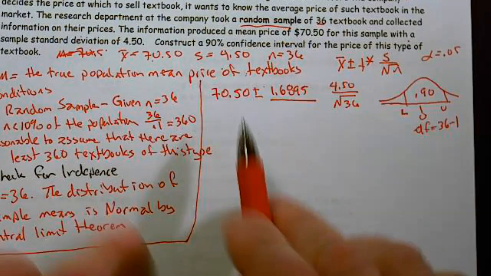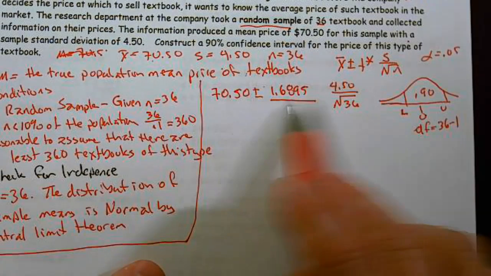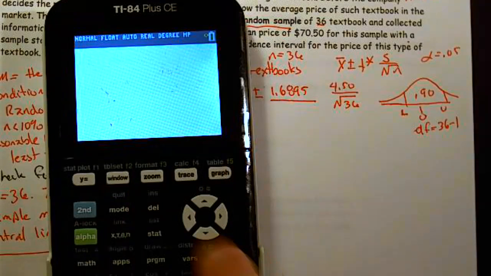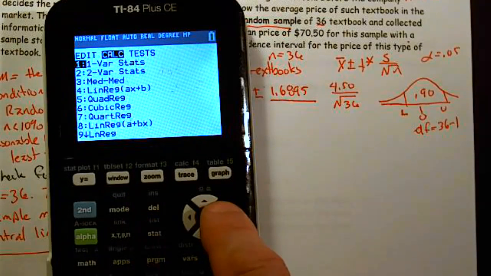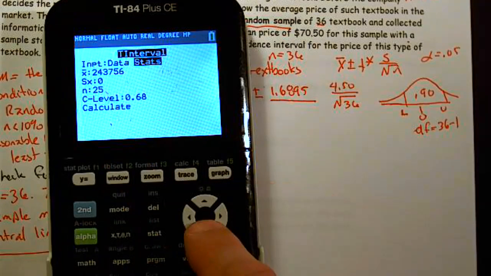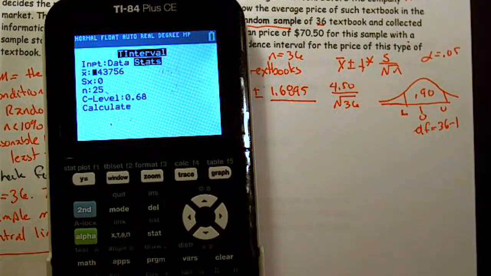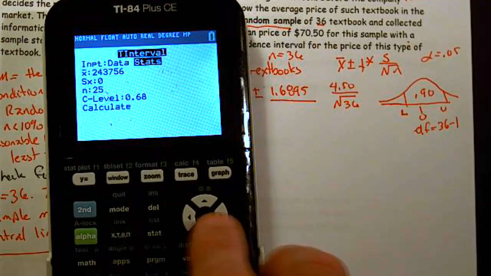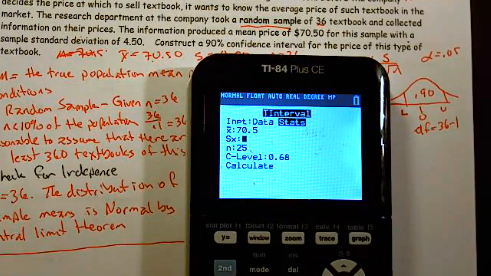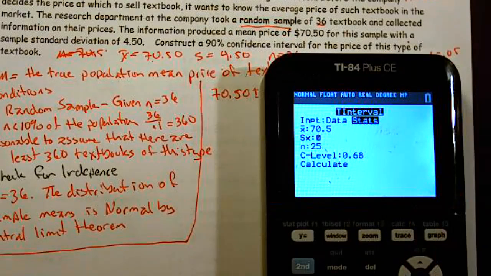Now, technically, I need to do 70.5 minus this, and then 70.5 plus all of this. But fortunately, the calculator will do all that for us. If we go to stat test, and we're going to go to t interval, which happens to be number 8, my x bar, my sample mean, was 70.5. My standard deviation of the sample was 4.5. My sample size was 36, and I wanted a confidence level of 0.90.